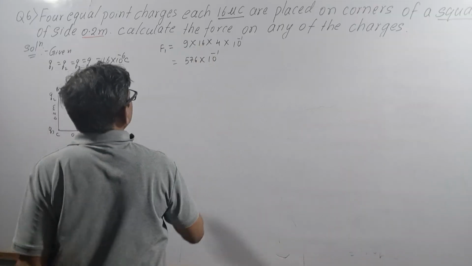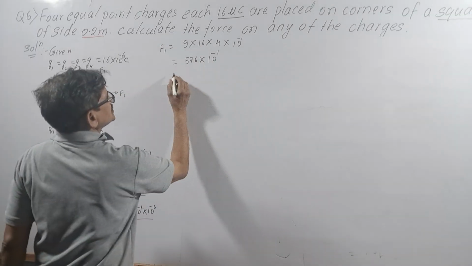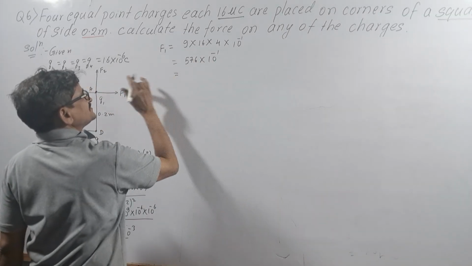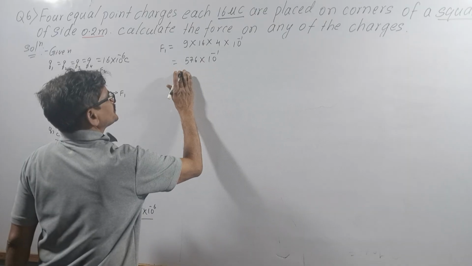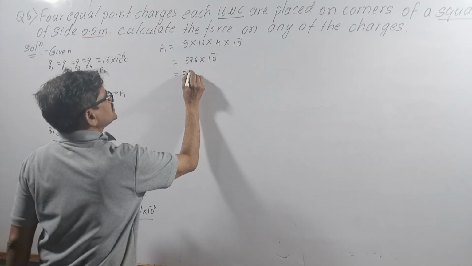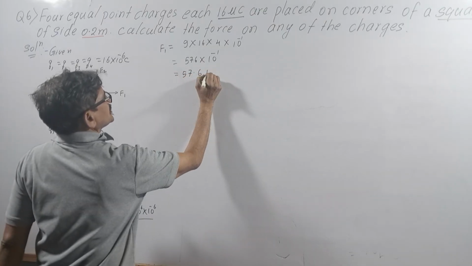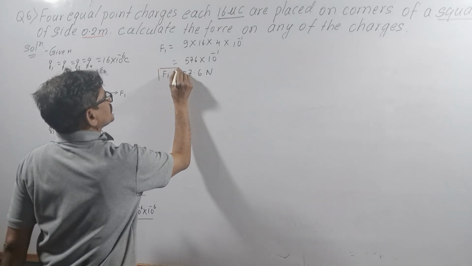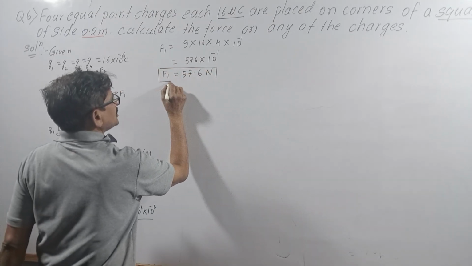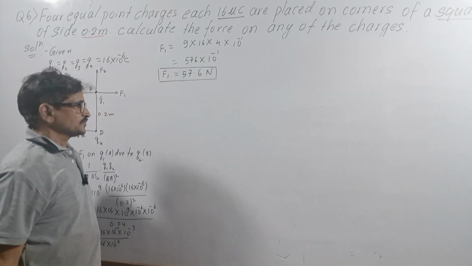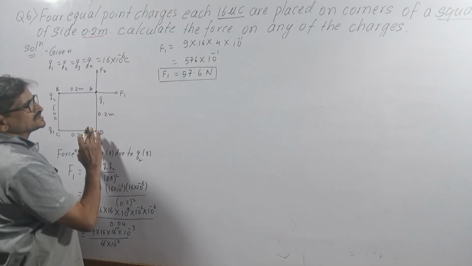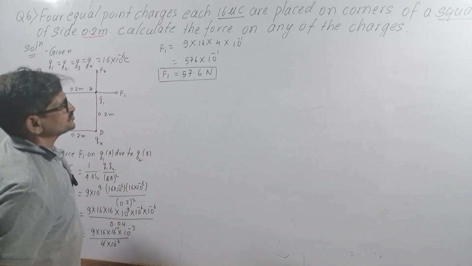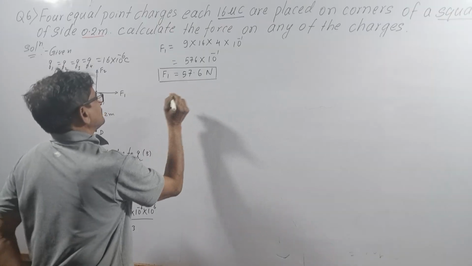If you remove that 10 to the power minus 1, the decimal point jumps one digit towards the left side. That is 57.6. Unit is what? Newton. That is the F1 value. Okay. Now F2 also has the same thing, because we should follow the same steps. Directly I am writing its value, same.